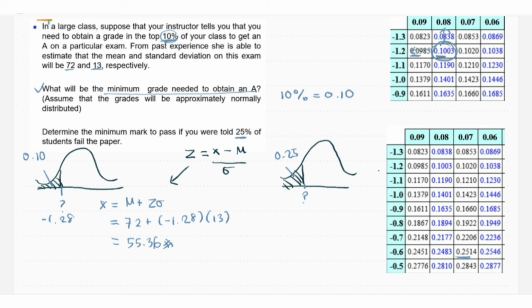Just like what we did before, we will look for this value. So we can see this is negative 0.67. So this is the answer.